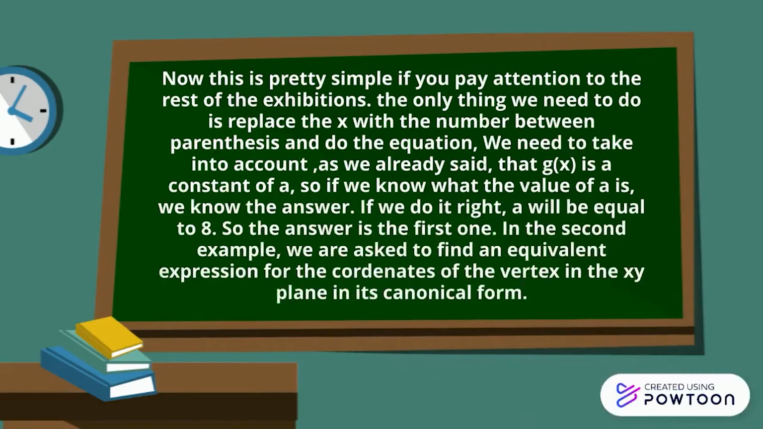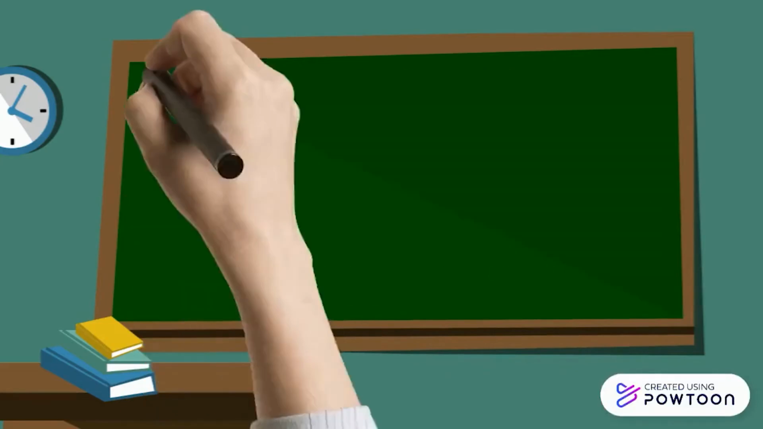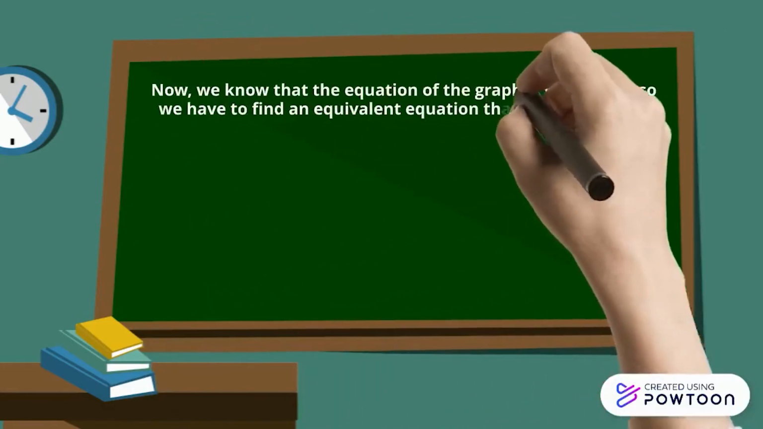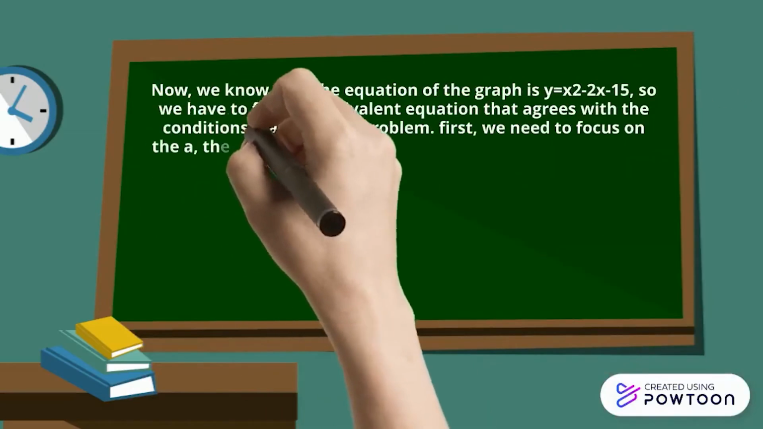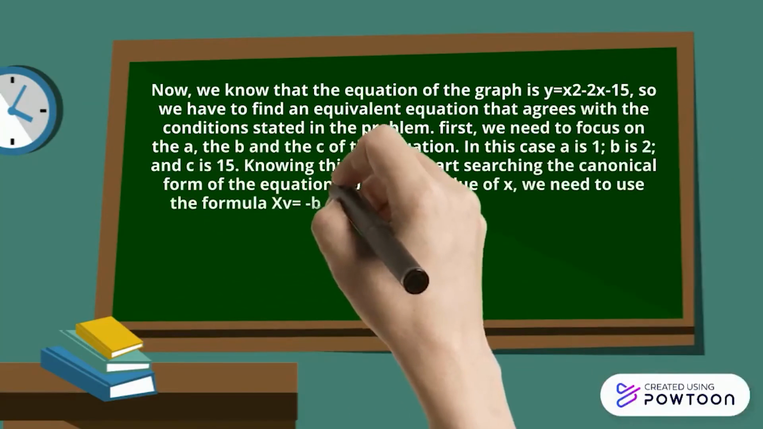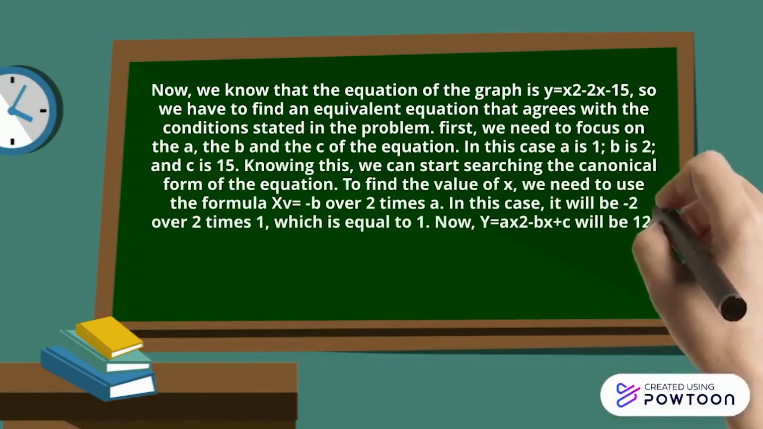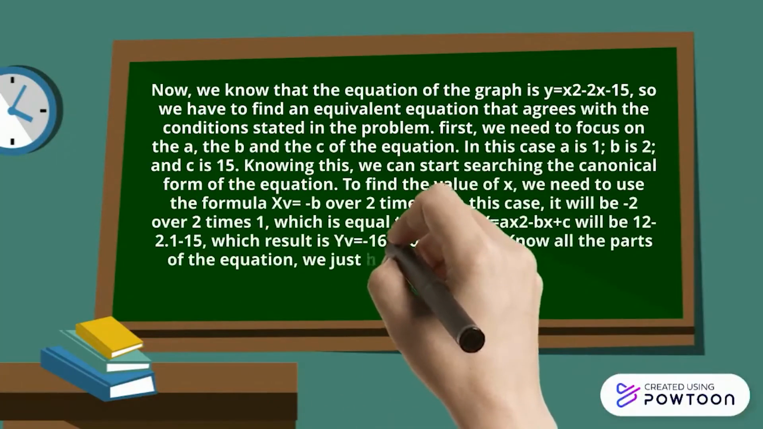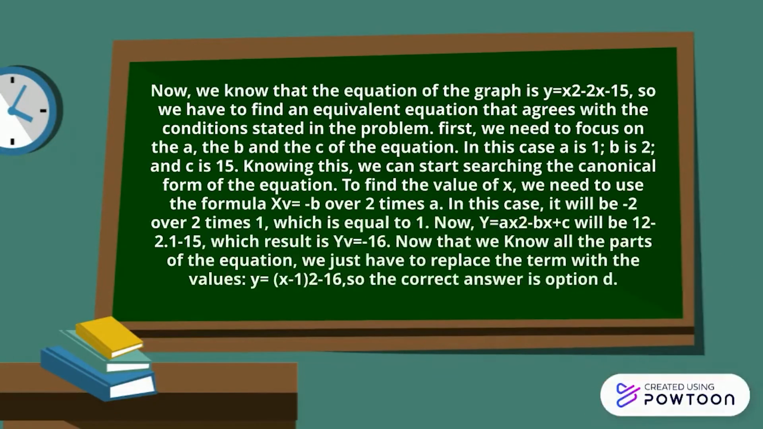In the second example, we are asked to find equivalent expressions of the vertex in the xy plane in the canonical form. Now we know that the equation of the graph is y equals x squared minus 2x minus 15. So we have to find an equivalent equation that agrees with the condition stated in the problem.